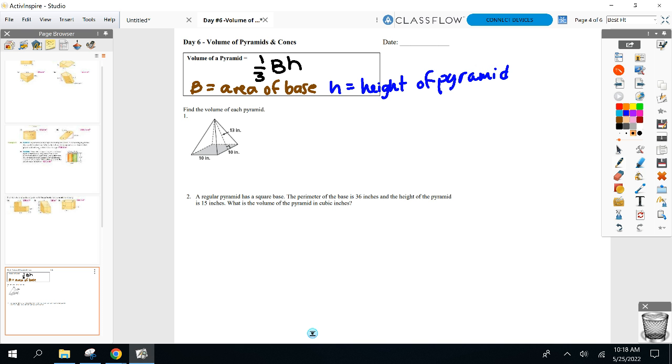So everyone good? That's apex down. Remember, you're at the top, you have nothing but a rope, and you drop it straight down. There's your height. All right, let's do a quick basic problem of a pyramid, volume of a pyramid.